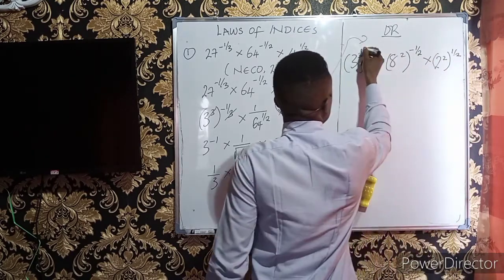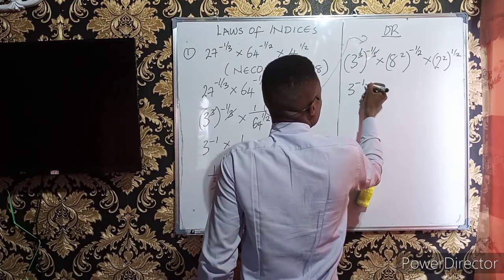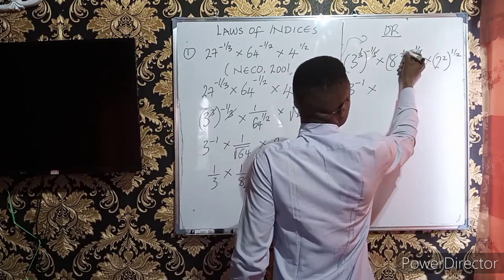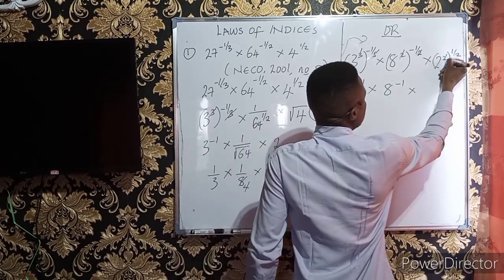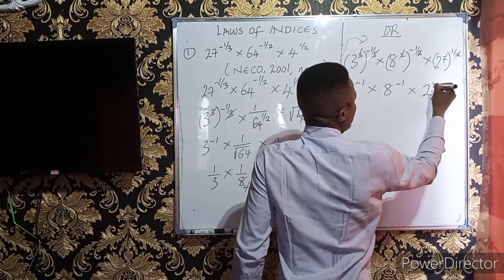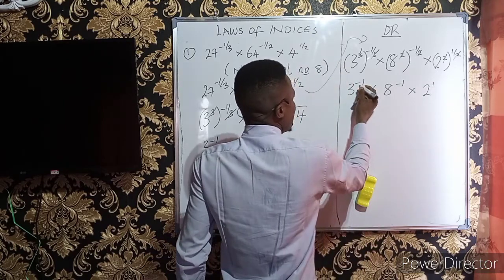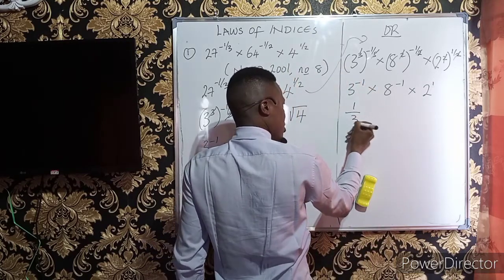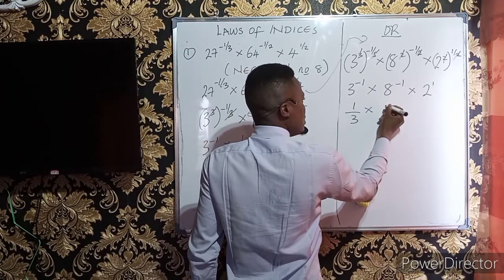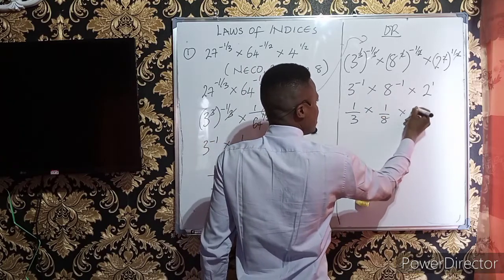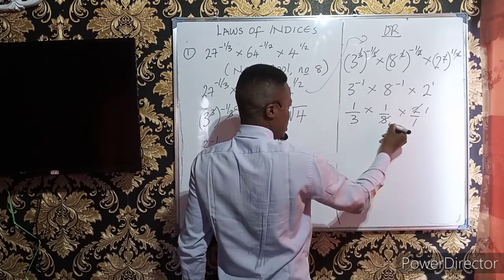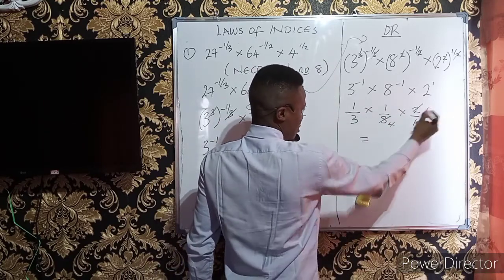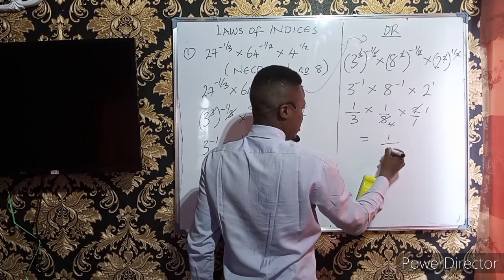Now this 3 will cancel 3. I'm left with 3 power of minus 1 times 2 will cancel 2. I'm left with 8 power of minus 1 times these 2 will cancel 2. I'm left with 2 power of 1, which is just 2. 3 power of minus 1 means 1 over 3 from the laws of indices, times this means 1 over 8 times this is just 2 over 1. Then 2 here is 1, 2 here is 4. When we multiply numerators, we have 1 over 3 times 4 is 12.